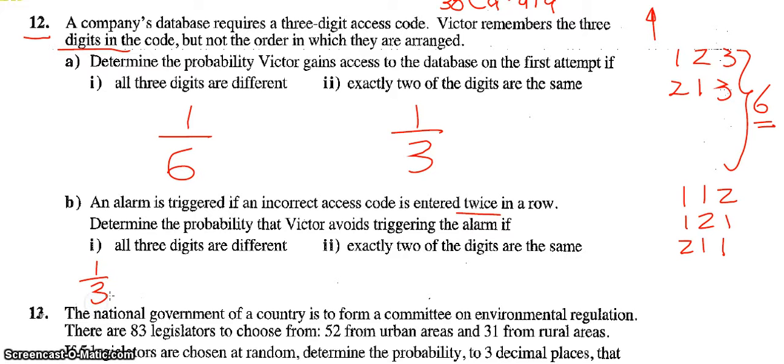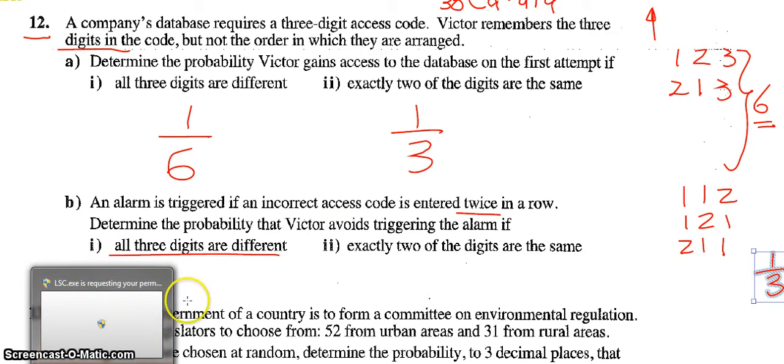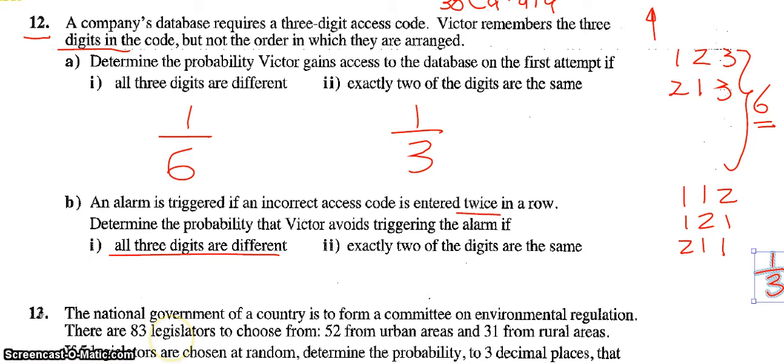Okay, all 3 digits are different. To get it right the first time is 1/6. Or, plus, he gets it wrong the first time, which is 5 out of 6 chances to get it wrong. If 1 out of 6 gets it right, which means 5 out of 6 get it wrong.